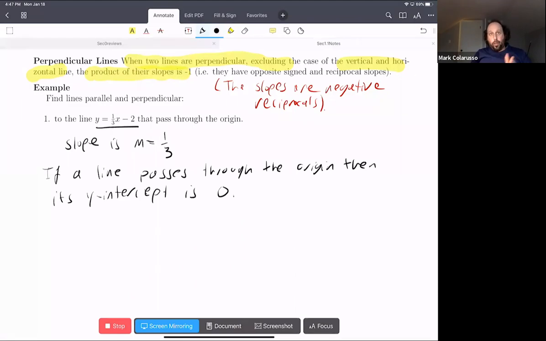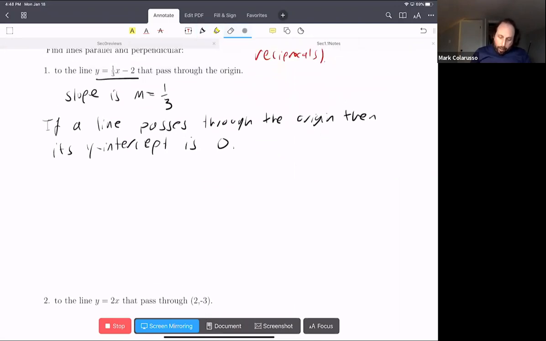So now what I want to do to solve this problem is find a line with the same slope, a parallel line, whose y-intercept is 0, and then one that's perpendicular with a negative reciprocal slope whose y-intercept is 0. That's it. Then we're done. So we've just translated this problem into the language of intercepts, which we understand, and we know how to write down an equation of a line with a given slope and a given intercept. So we should be able to solve this problem.